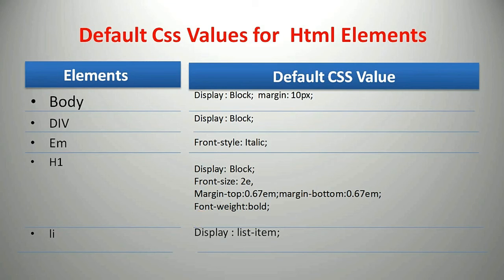After that, when you make UL, some default CSS display value is also there, and when you make OL, there are also some CSS values. So there are some default CSS values on those HTML elements. We are not seeing it properly, but there are some CSS values.